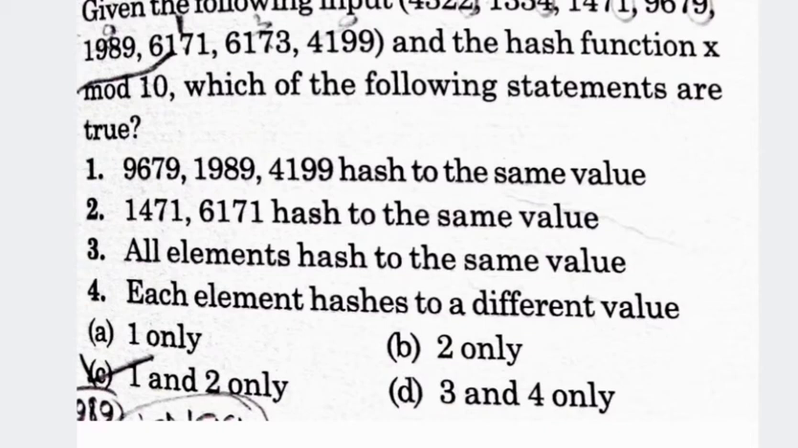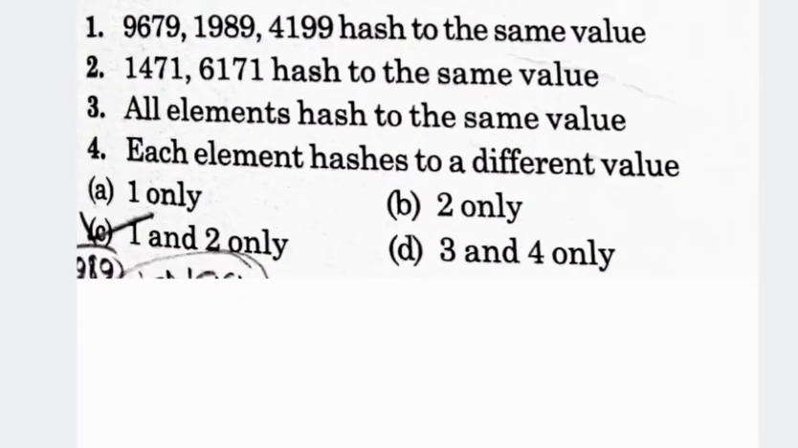Statement three: all elements have the same value, and statement four: each element has a different value. So there are four options given. Option A: only one. Option B: second only. Option C: one and two only. Option D: third and fourth only. Now come to the solution for this question.